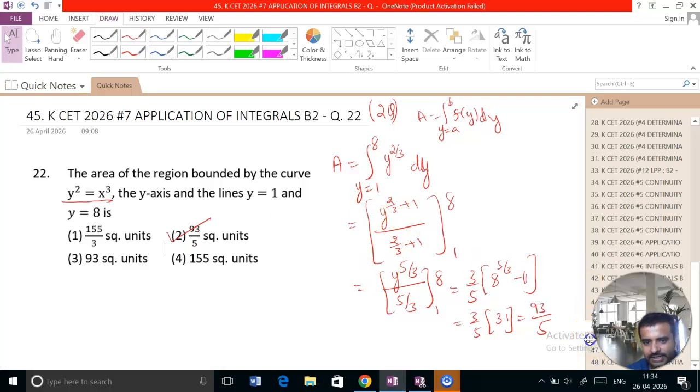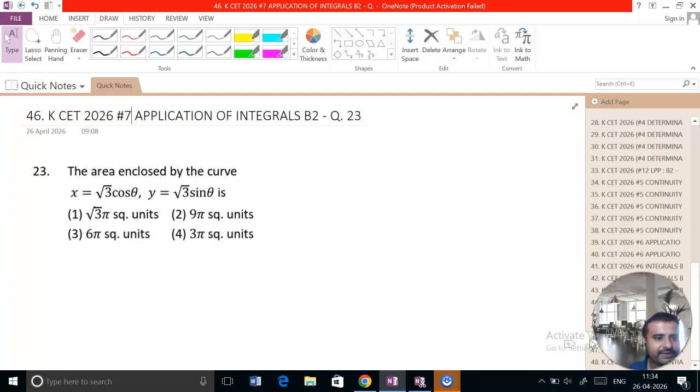Next I'll move on to another question from application of integral. When I look at the question, it may cause panic because we don't have limits. How can we solve this? But if you know this time-saving result: what is the Cartesian form of a circle passing through the origin with the center 0 comma 0? It is x squared plus y squared is equal to r squared. So this is the Cartesian form.